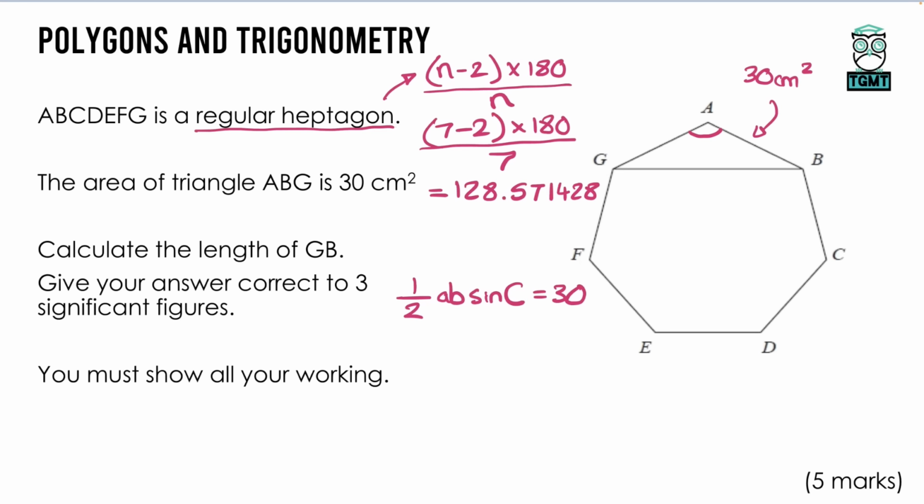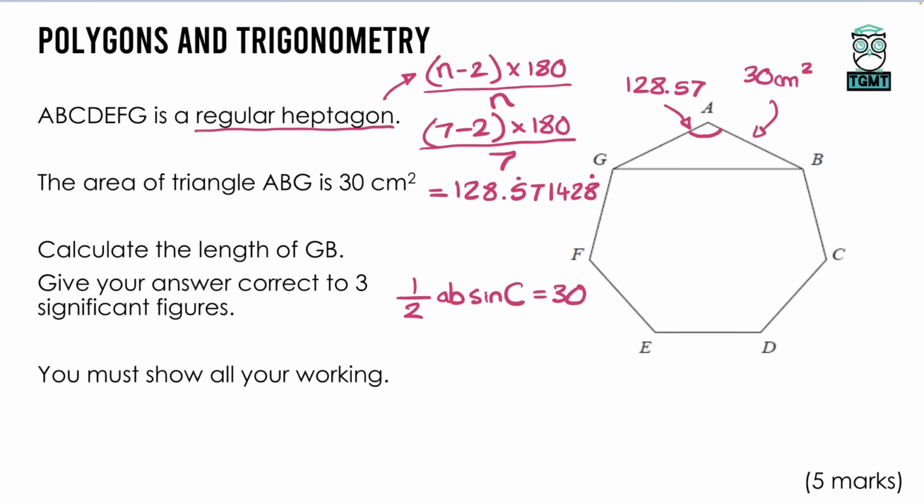We get 128.571428, and it is a recurring pattern. There's a dot above the 5 and the 8, but that's absolutely fine. We're only going to give our answer to 3 significant figures, so even without continuing the pattern, we're going to be accurate enough. So this angle here is 128.57. That's 5 significant figures. That should be enough for a 3 significant figure rounding.